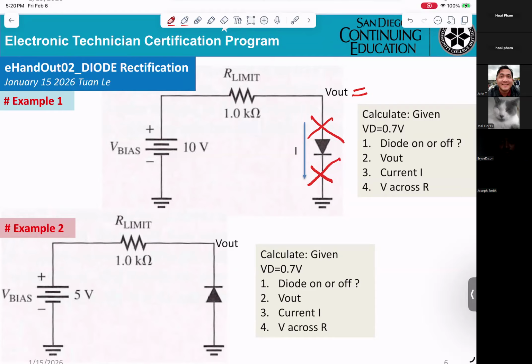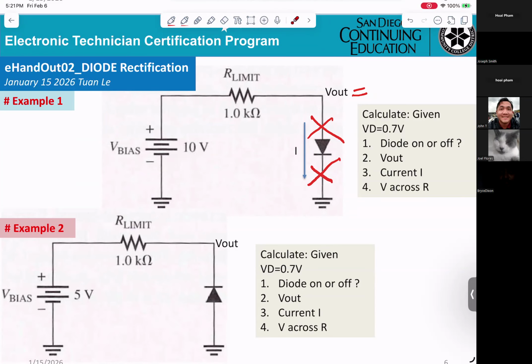If you don't have a diode in the circuitry, what does the output equal? Just tell me whatever you think. That's what I try to help you out. 0.01 milliamps? What? 0.0 amps? No. What I'm telling you: if you don't have a diode here, no diode here, what is the output?